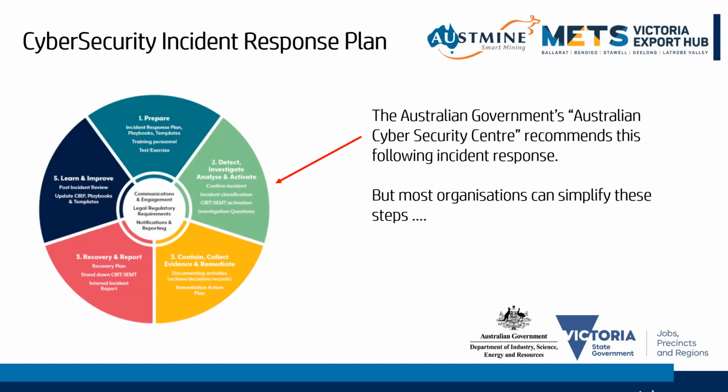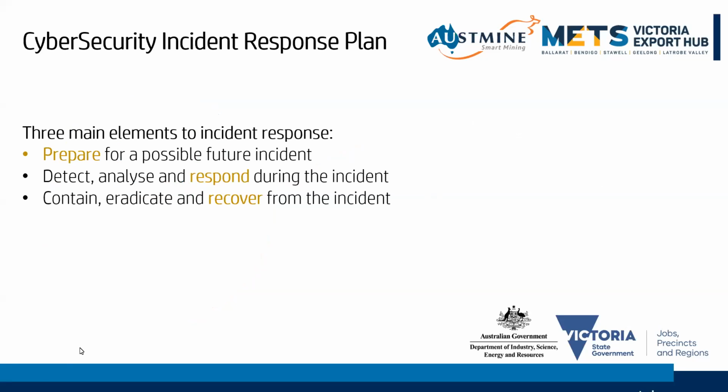Now, the Australian government's Australian Cybersecurity Centre recommends an incident response plan, which is quite a comprehensive and detailed one. And you see there that it includes 5 major areas. But the reality is, for most organizations, those 5 steps can be simplified into just 3. And that's what we're going to be concentrating on today, to make it as easy as possible for you to get something in place quickly, and something that you can practice with your staff and implement should an incident occur.